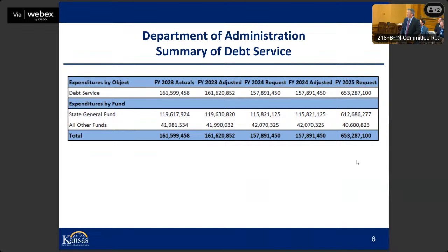Slide 6, you can see the debt service, what the total amount is over the last several fiscal years, and you'll see in fiscal '25 the big increase there. That's related to the early debt payoff that we're requesting here. And you can see the breakdown between state general fund and other funds.